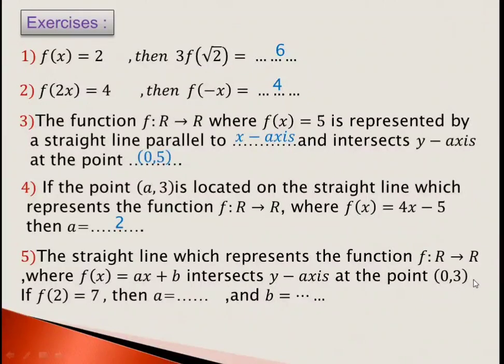Since the point (0, 3) belongs to the graph of the function, that means f of 0 is 3. The image of 0 is 3. So if we replace the letter x in the function rule by the number 0, the final result is going to be 3. 0 times a equals 0, so we can ignore this term, and the final result is going to be 3. That means b equals 3.